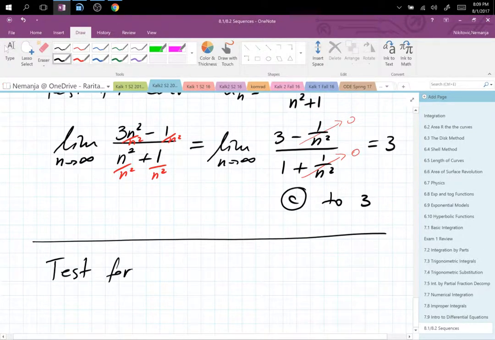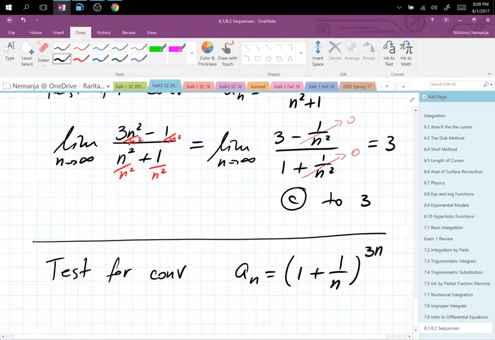Test for convergence. An equals 1 plus 1 over n to the 3n. Remember doing this one with Professor Armstrong. All right. Bake on this one a little bit.